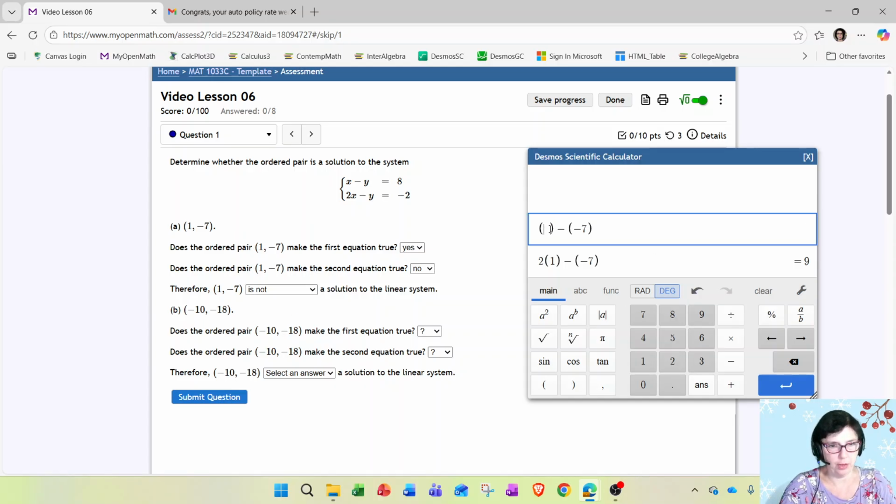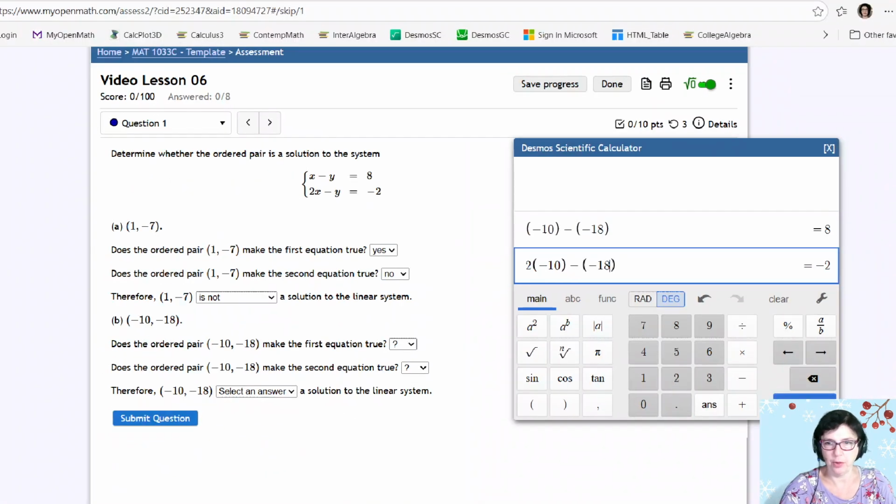Okay, now we're going to repeat for another pair, -10 and -18. So in the blanks, I'm going to put -10 wherever I saw x, and wherever I saw y, I'm going to put -18. And now we want to compare the left-hand side we just got with the right-hand side. Okay, so this one is the left-hand side, and then this is the right-hand side. And are they the same? Well, yes, they are the same.